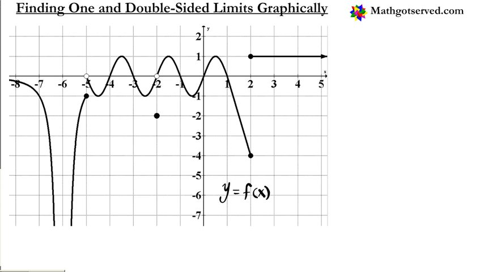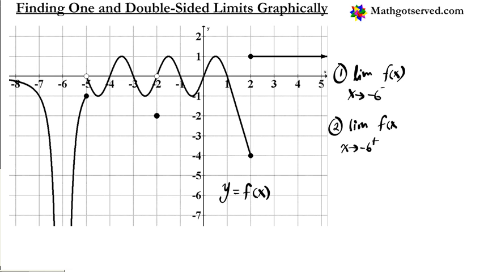First, we're going to do three at a time. Let me label them 1, 2, 3. For number 1, we're going to try to find the limit as x approaches -6 from the left of the function f of x. Then we're going to find the limit as x approaches -6 from the right. And then we'll find the double-sided limit, which is the limit as x approaches -6 without any sign, meaning from both sides.